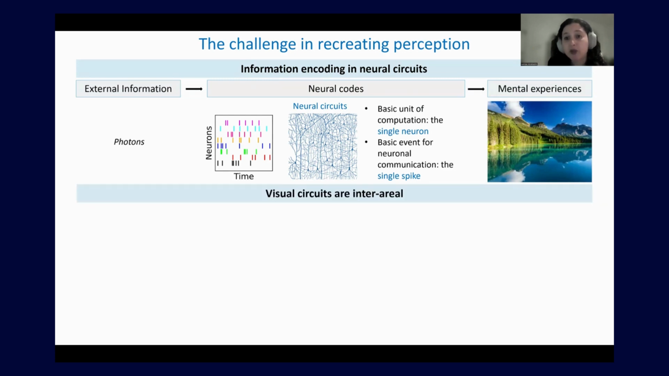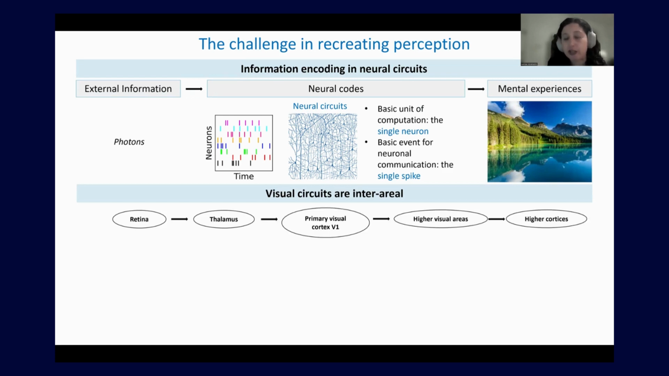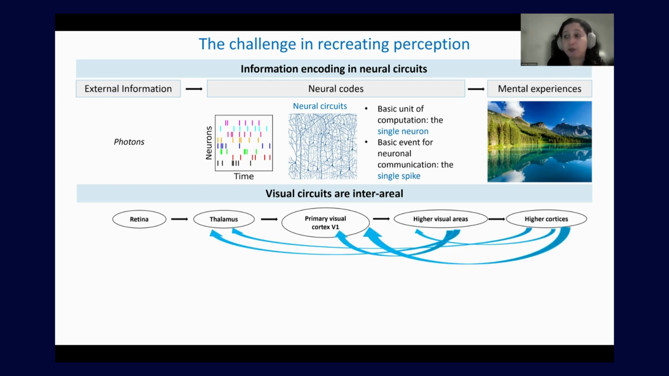On top of that, visual circuits are distributed across multiple brain areas that are thought to be organized in some form of hierarchy, with the main stream of information traveling from the retina up into higher cortices. But the interactions between these areas are actually much more complex, since there's also information traveling from top to bottom, as well as within each area.